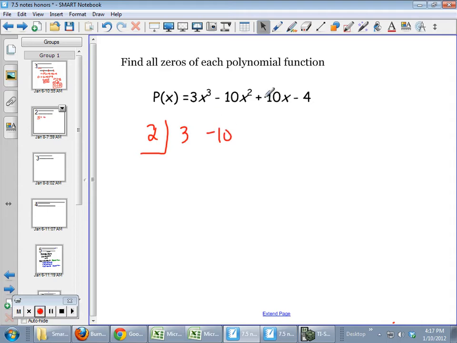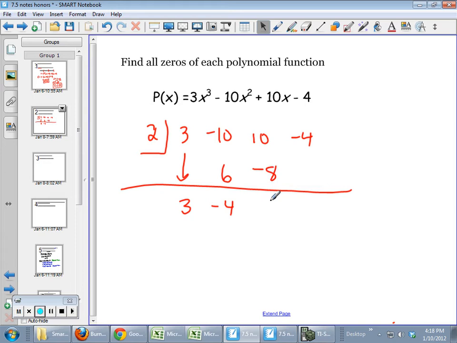So I'll write down the coefficients of this polynomial. Drop down my 3. 2 times 3 is 6. Negative 10 plus 6 is negative 4. 2 times negative 4 is negative 8. 10 plus negative 8 is 2. And 2 times 2 is 4. So my remainder is 0. That's fantastic. That's what I'm looking for. So that means that one of the zeros is 2. The other zeros are going to come from this. It's 3x squared minus 4x plus 2.